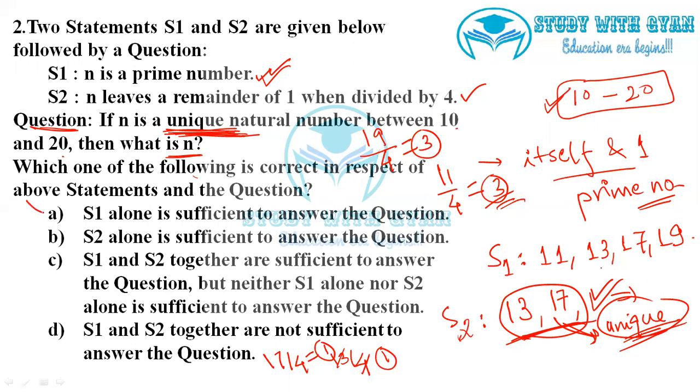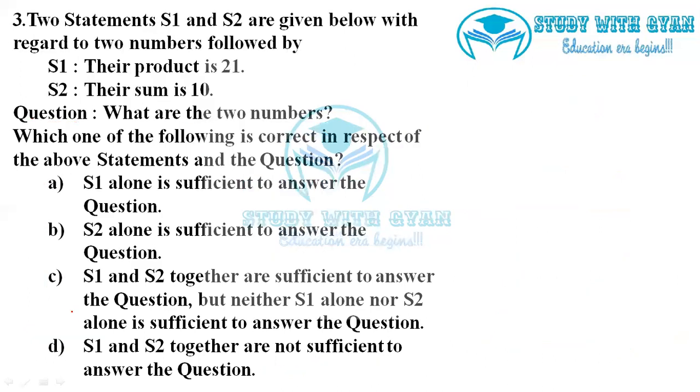So statement 1 is not sufficient to answer. Statement 2 is also not sufficient to answer. And statement 1 and 2 together are also not sufficient to answer this question. It means simply you can say that option D will be correct for question number 2.